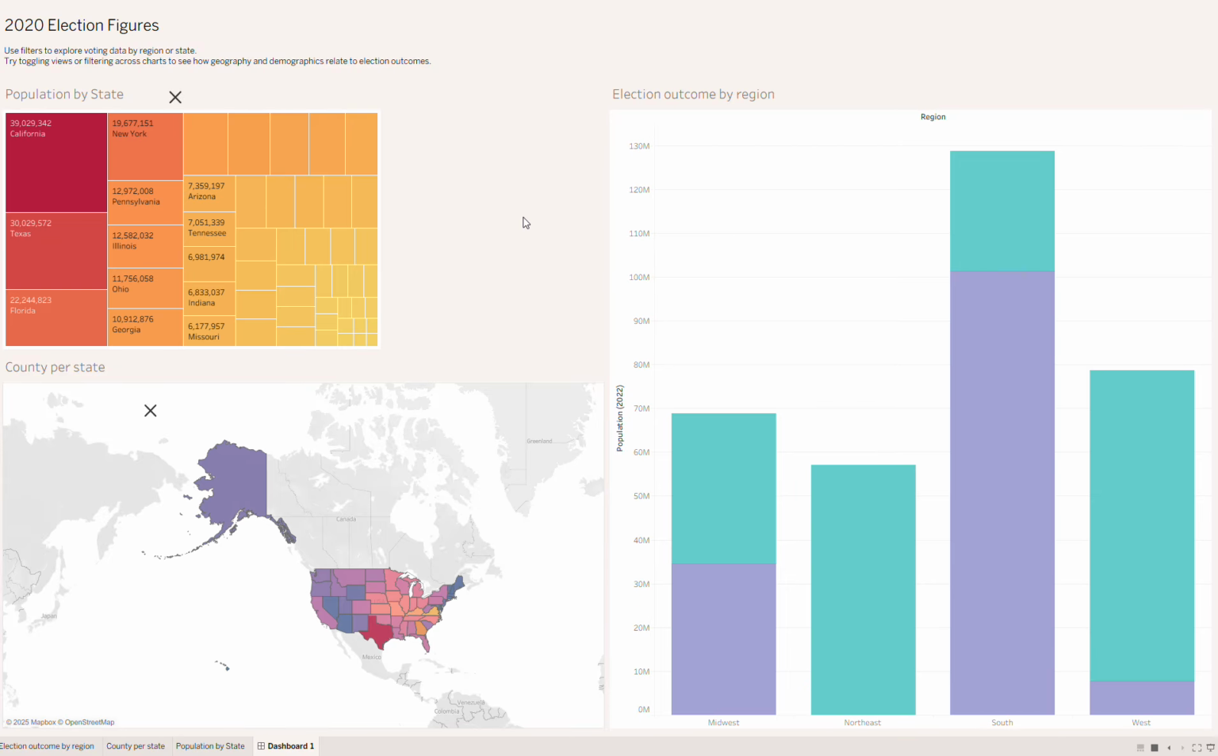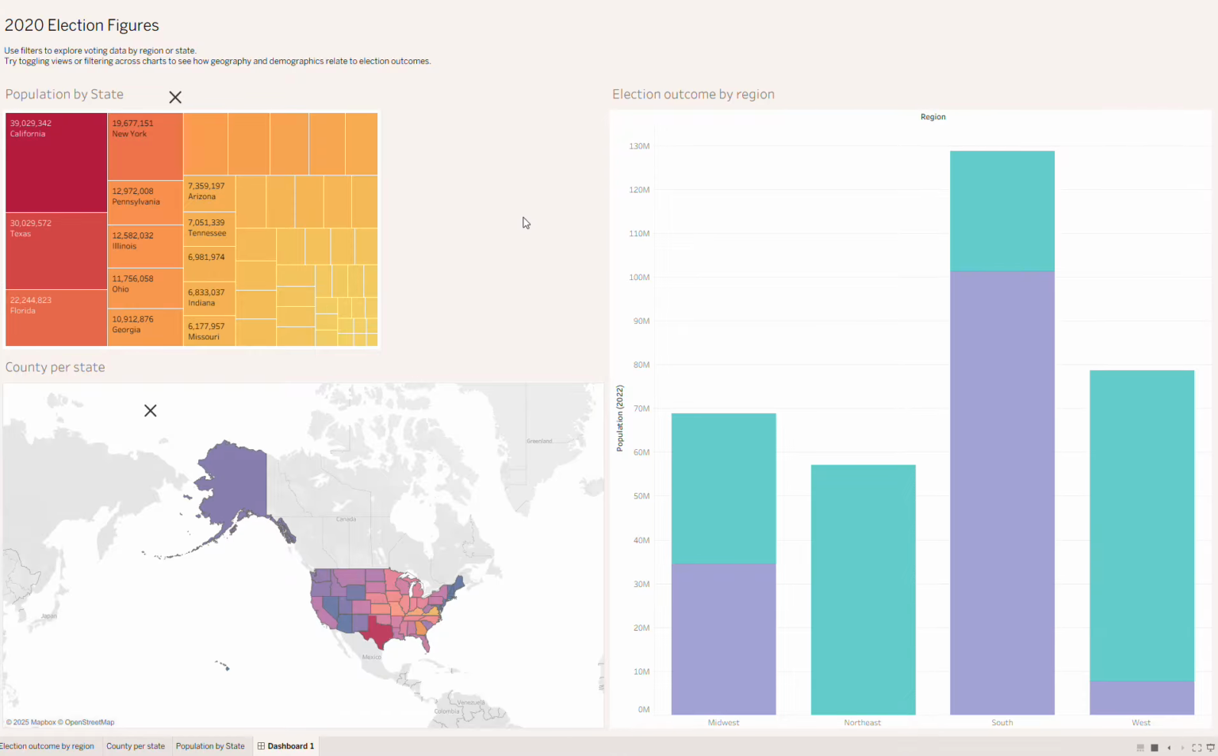Together, all 3 of these visualizations tell a cohesive story. Regions differ not only in political affiliation, but also in administrative structure and population density. States with more counties and larger populations tend to play a bigger role in national elections. Understanding these patterns can help stakeholders, from policymakers to campaigners, make more informed decisions.